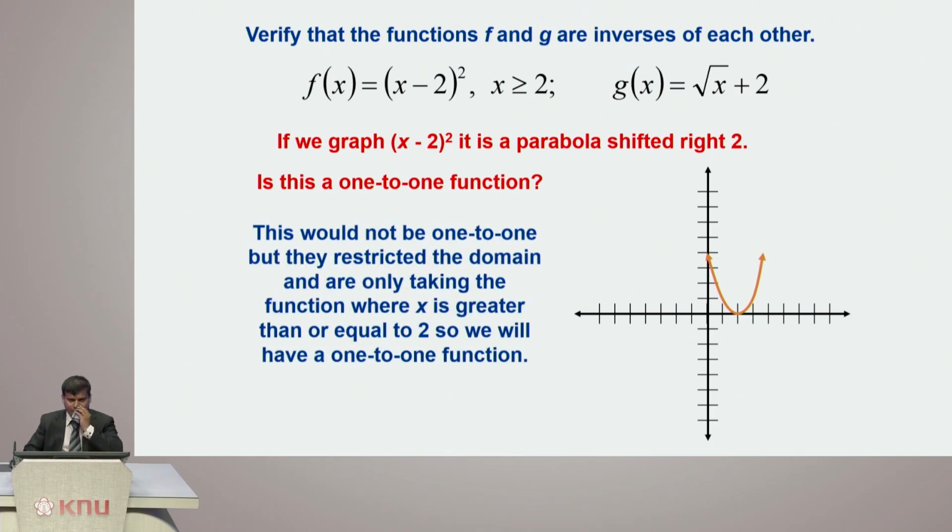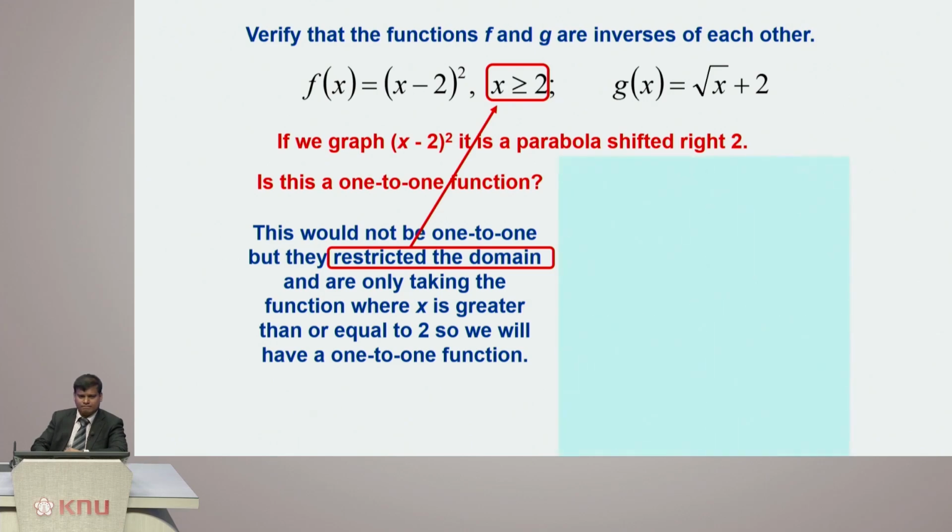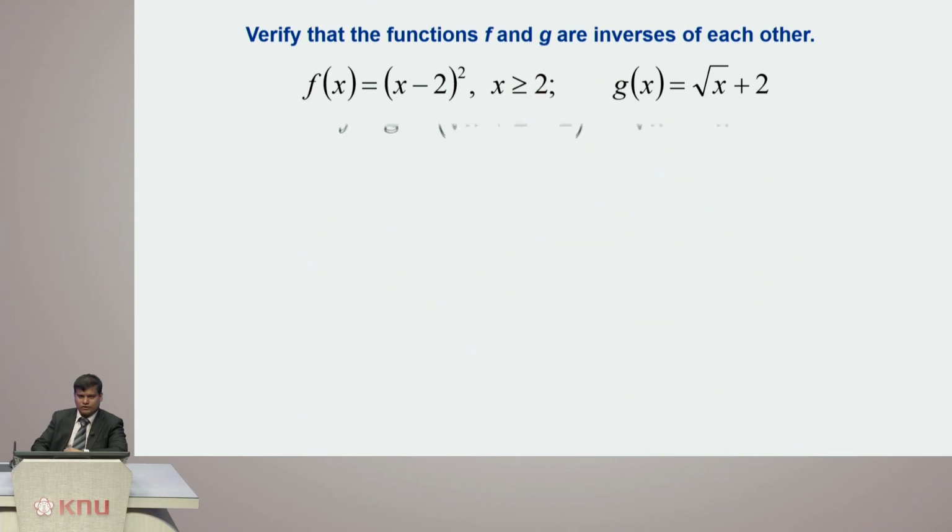This would not be one-to-one by itself, but they restricted the domain and are taking the function where x is greater than or equal to 2. So we are restricting that x is greater than or equal to 2. That's where the limits are given to us, so it cannot go beyond that. So that is what we talked about.